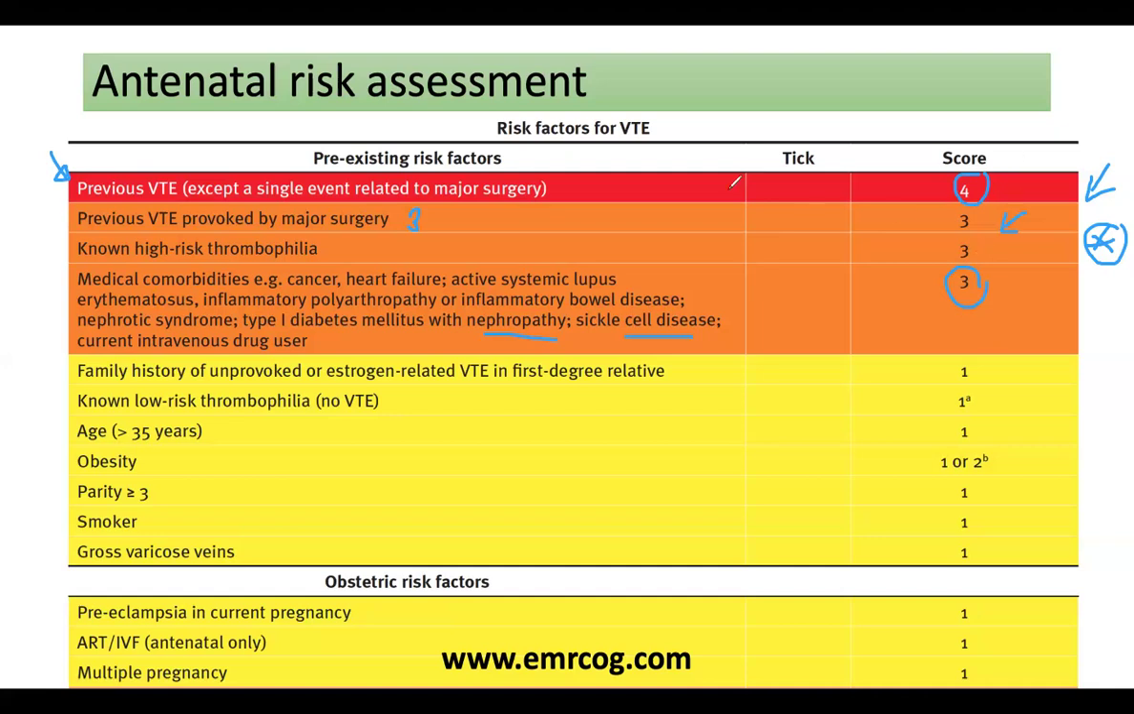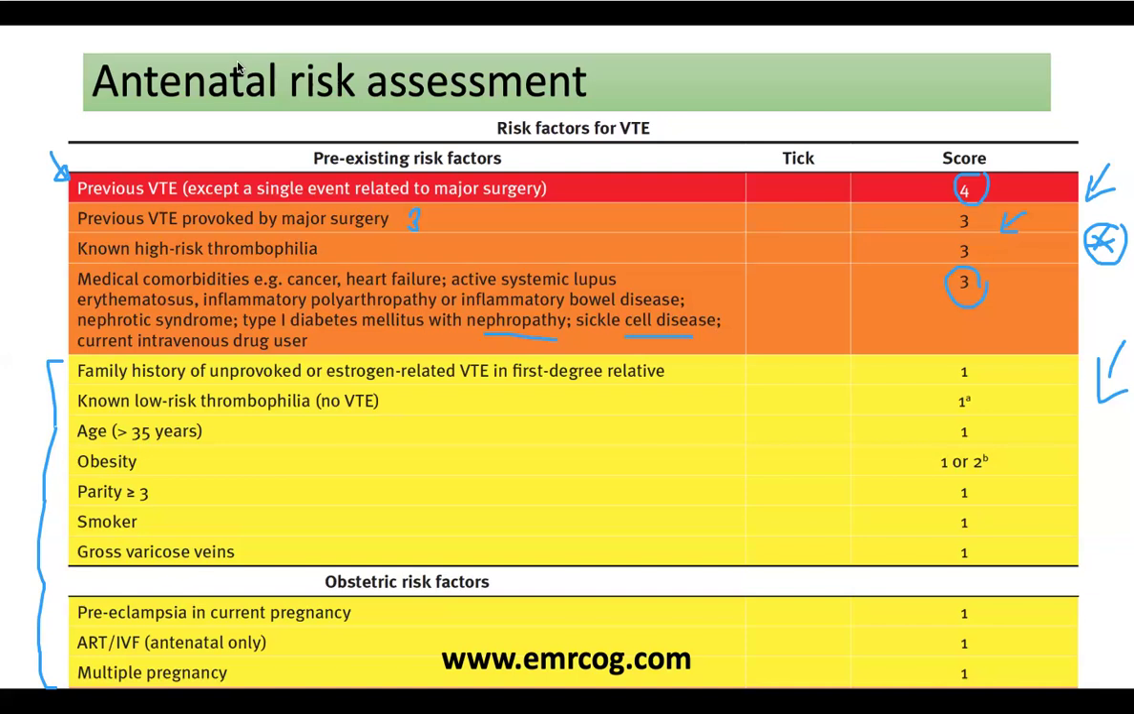Okay, so other risk factors that would be considered as 1 each are as follows. And this is in the yellow part of this table. In the yellow part here, in this third group of women, this is 1 by 1 mainly. So a family history of unprovoked or estrogen-related VTE in a first-degree relative.